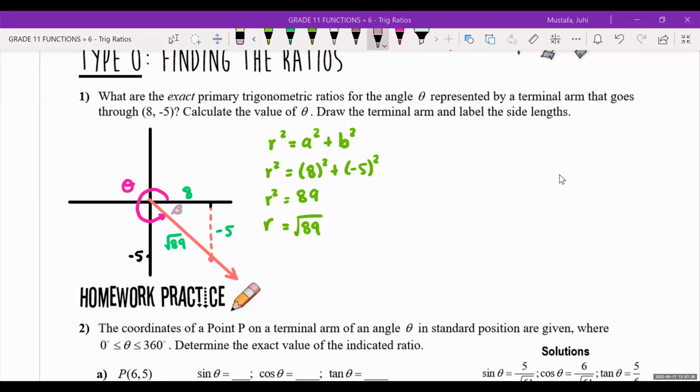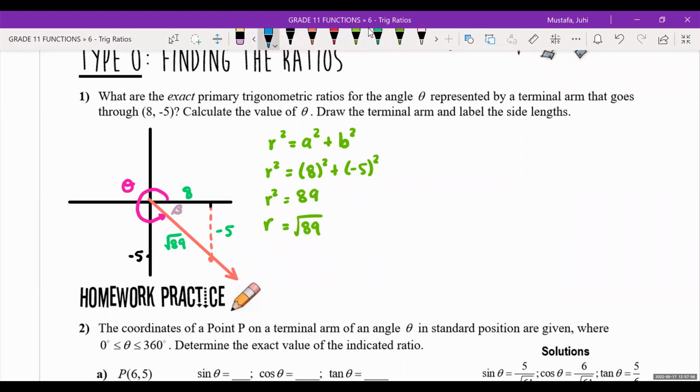The question wanted all of the side lengths. We've labeled them 8, negative 5, root 89. They wanted us to draw the terminal arm. We did that. And now we also need to figure out the exact primary trig ratios. So they're not looking for secant, cosecant, cotangent, just sine, cos, and tan. So on the side over here, I will go ahead and write those down.